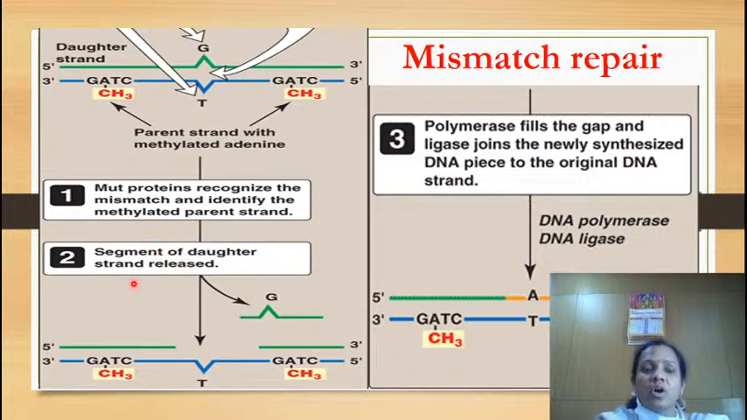The segment of the daughter strand is released. So this part is released. Now the polymerase fills the gap and ligase joins the newly synthesized strand. The polymerase fills the gap. The ligase will join the new edges and it will form the normal strand. So the mismatch that was present is repaired by DNA polymerase and DNA ligase. So this is how the mismatch repair is done. This type of repair mechanism is seen in rectifying replication errors.